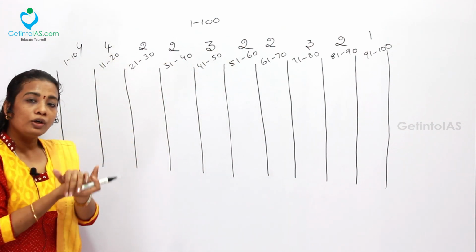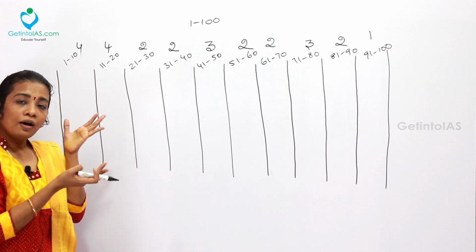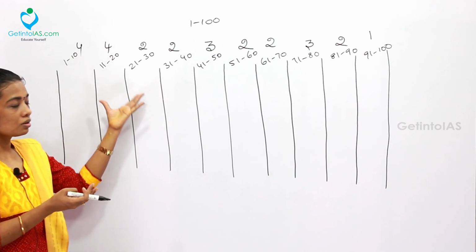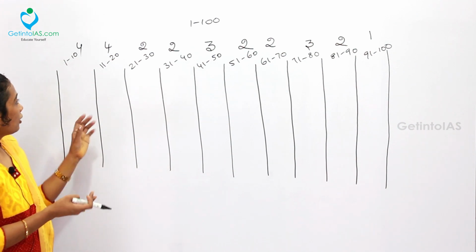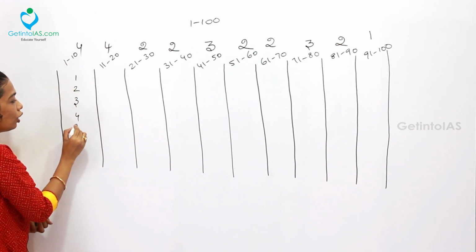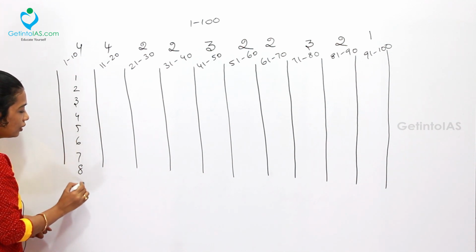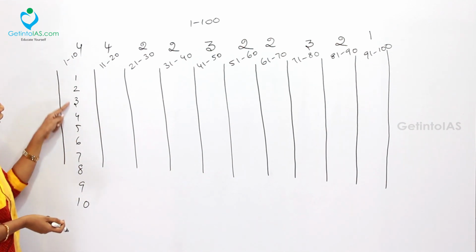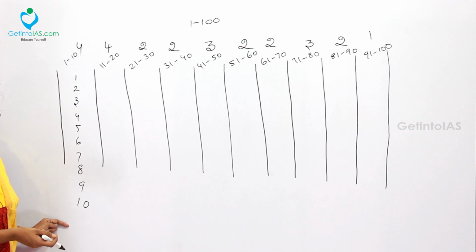In case you are a beginner and you want to learn all the prime numbers without memorization, this is the easiest trick to memorize it. First, I can write the numbers 1 to 10 over here. For that, I have taken 1, 2, 3, 4, 5, 6, 7, 8, 9, 10.